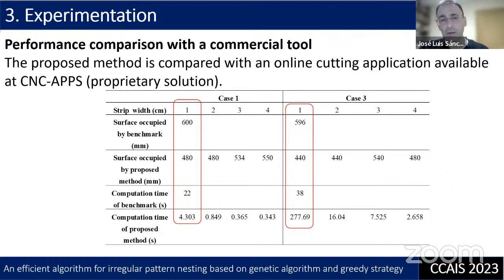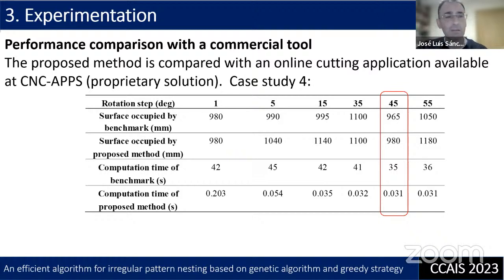We checked our method with a commercial tool, and this was the comparison. The commercial tool is CNC apps, a proprietary solution. For example, in case 1, the best strip width was 1 centimeter. Our method occupied a lower surface, and the computation time was much lower. The same with case 3. In case study 4, we found that the best rotation step was 45. Our method occupied the best surface, and the computation time was much lower.